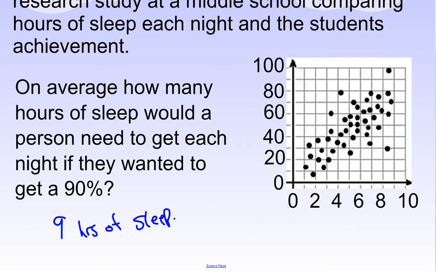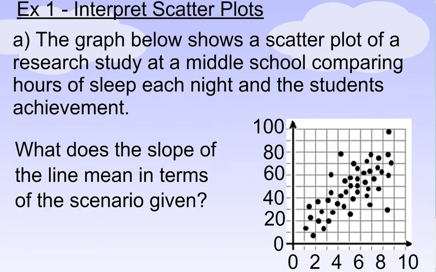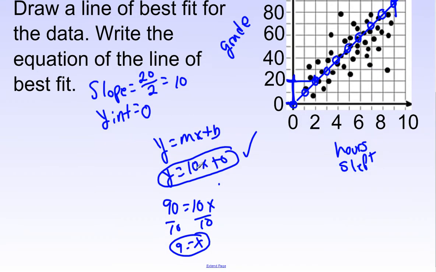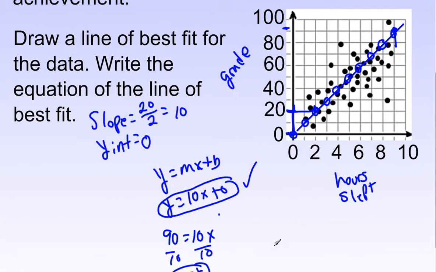I think there's another question off the same data here. What does the slope of the line mean in terms of the given scenario? So let's go back to the equation. What does the slope mean, this 10, in terms of the scenario? What does that mean? Well, slope is a unit rate. Slope is the change in y over the change in x. And so we found a unit rate of 10 over 1.